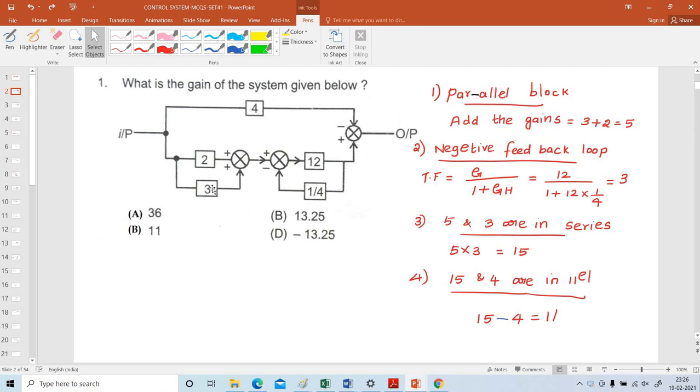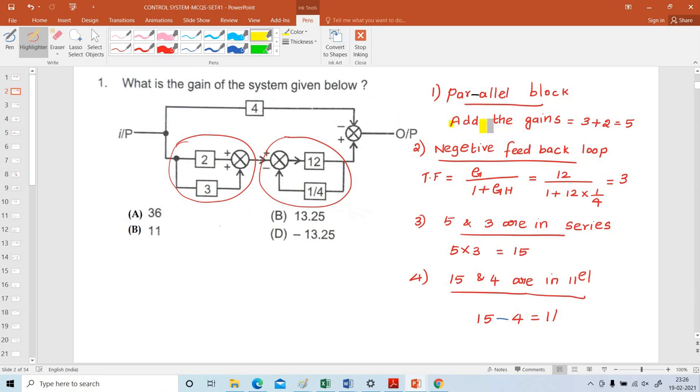The block diagram is given. Here I am going to find out the gain of the system. In this block diagram, there are two different combinations of blocks available. Here this is the parallel block, and next one is the feedback loop. First of all, I am going to reduce the parallel block, and next I am going to reduce the feedback loop. So in a parallel block, how to reduce this?